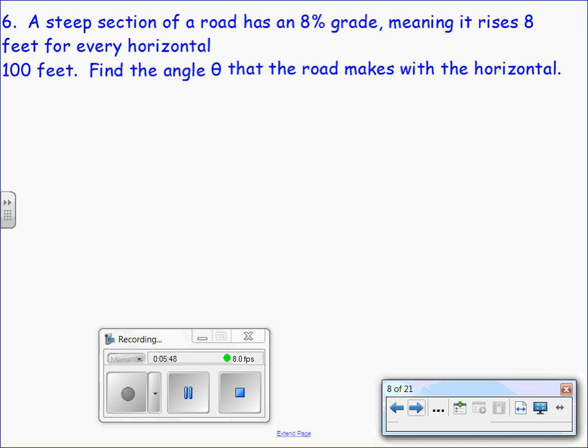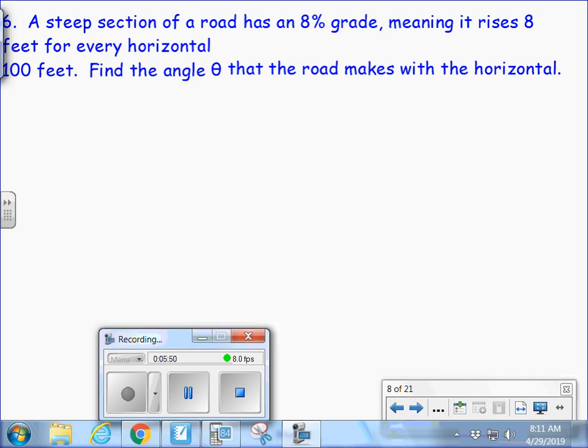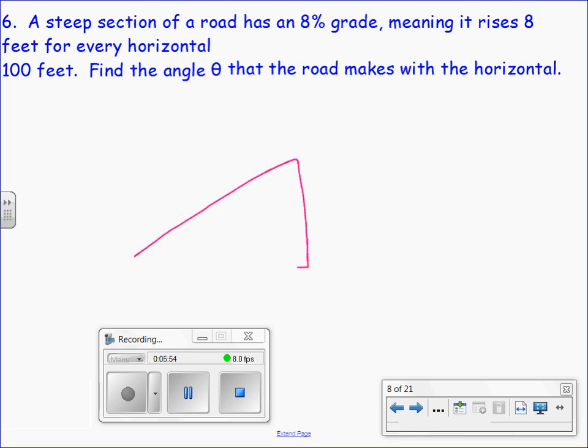Oh, yeah, we can do this as board buddies. Hey, math scholars, we're here with a young little whippersnapper student. She's a freshman. We won't give you her name. But anyway, we're talking about a section of road having an 8% grade. That means it rises 8 feet for every horizontal 100 feet.